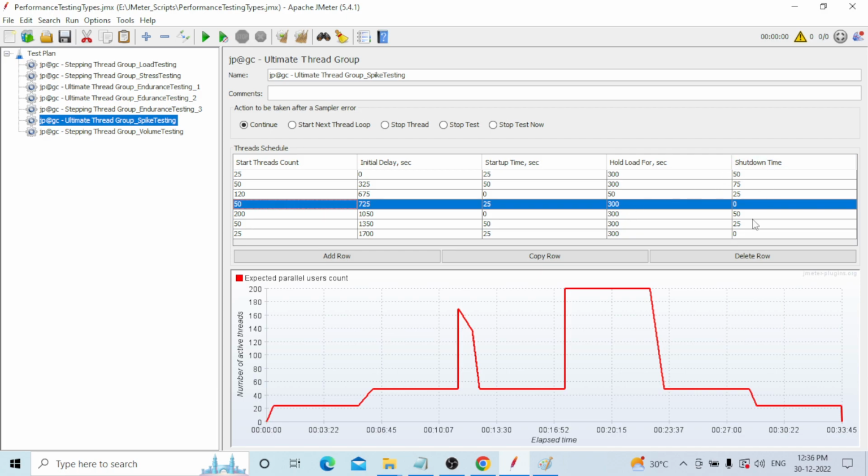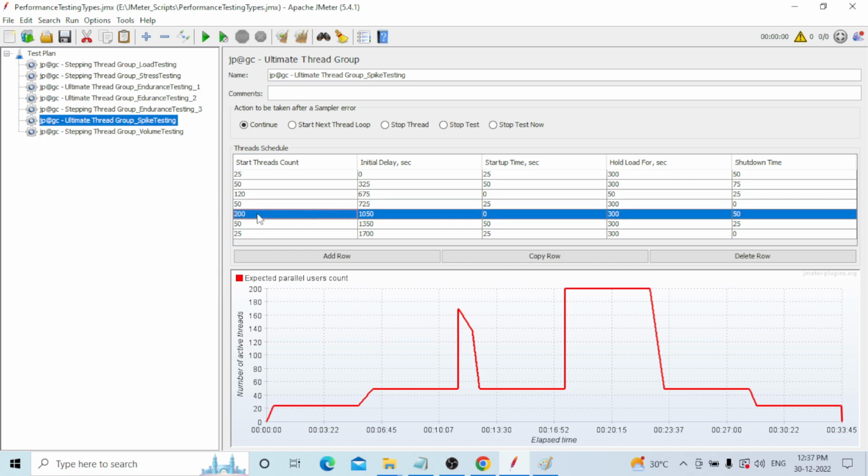And shutdown time 0 means until you need to come to this point, and the load will be moving to this place. Now your point is this place. Now you need to give another one. Start thread count is 200. Until how much? 200. You need to increase this spike, right? 200. Startup delay you can give 0, and duration 300.